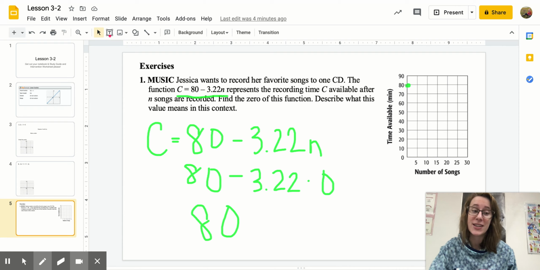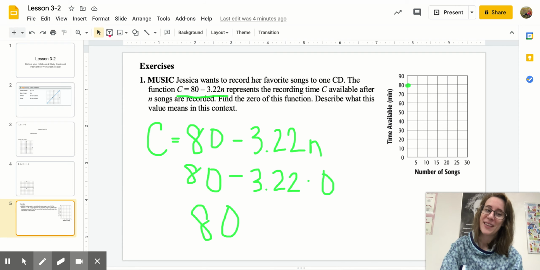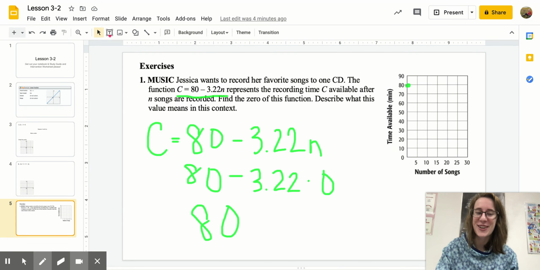I used to burn CDs with music. I don't think any of your generation has.